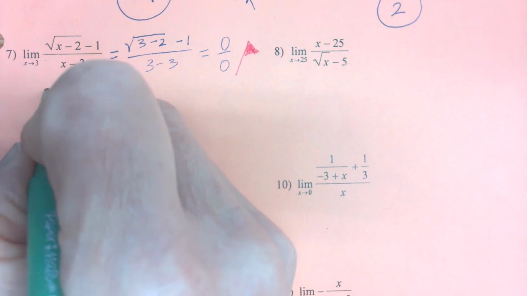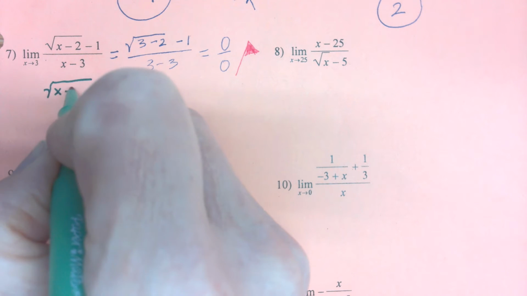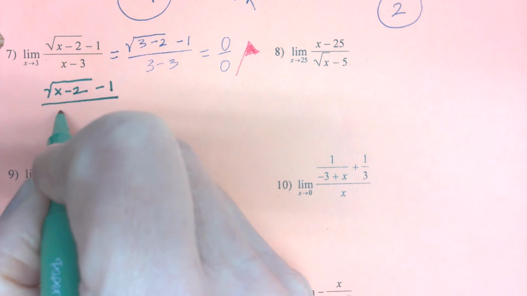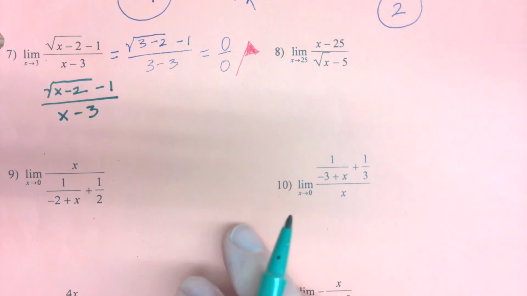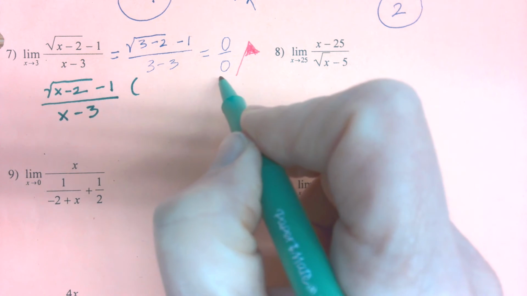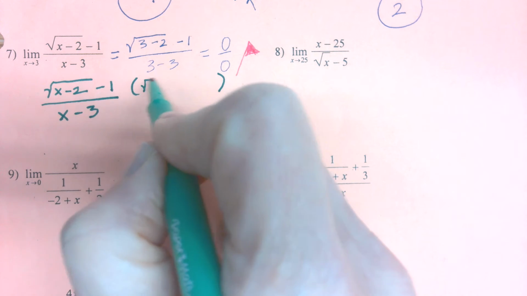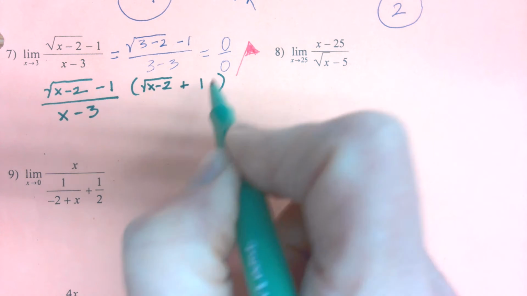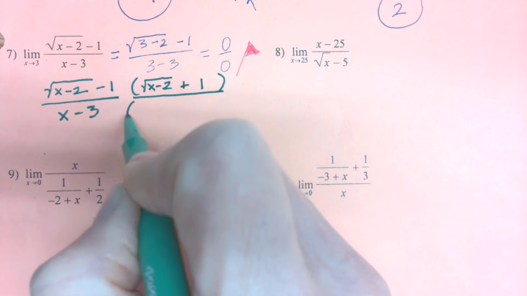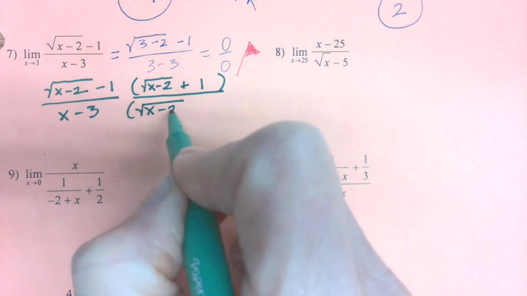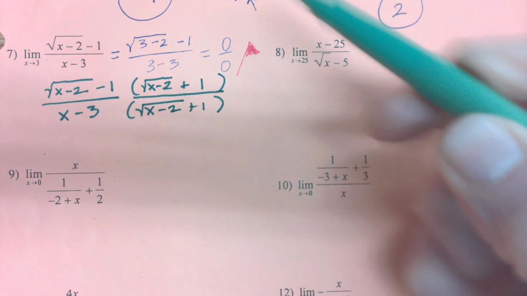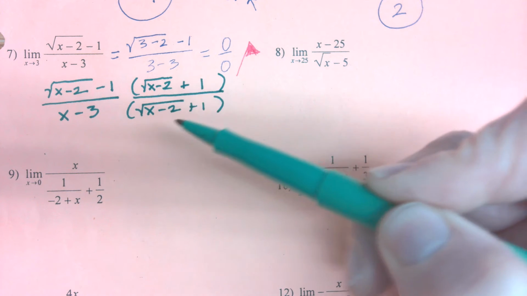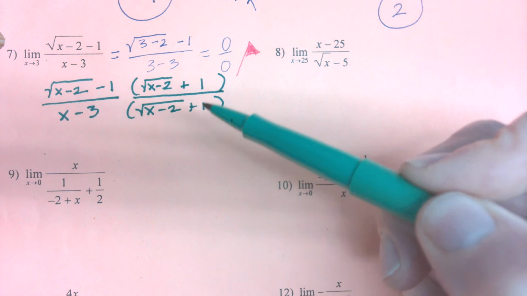But I'm going to take this, the square root of x minus 2, minus 1, over x minus 3, and I'm going to multiply the top and the bottom by the square root of x minus 2 plus 1 over the square root of x minus 2 plus 1. Same thing on the top and the bottom. Remember, multiplying by the same thing on the top and the bottom means we're multiplying by 1, so I don't change the value, I just change the look.